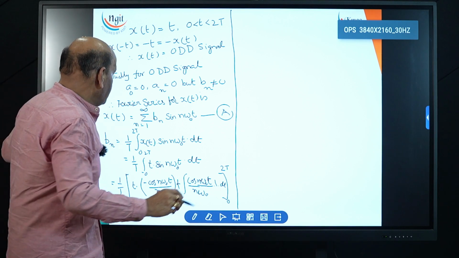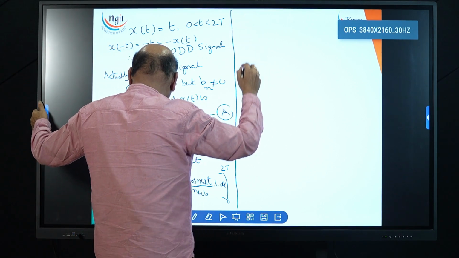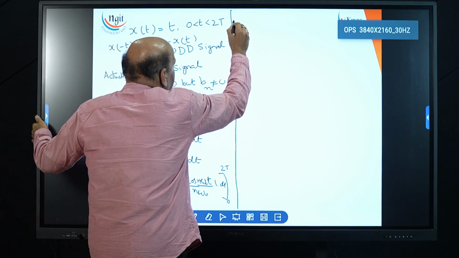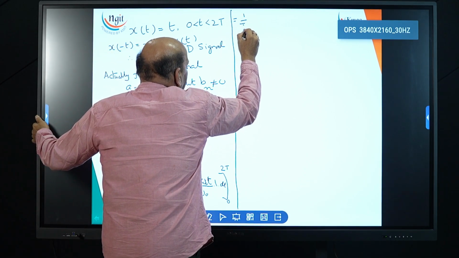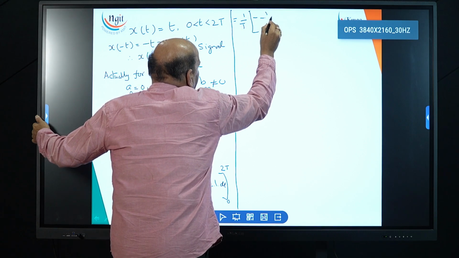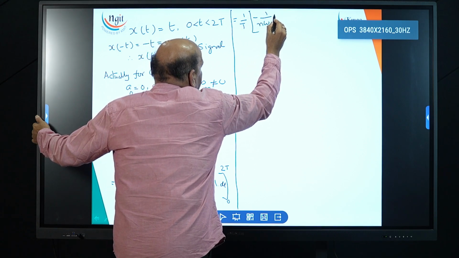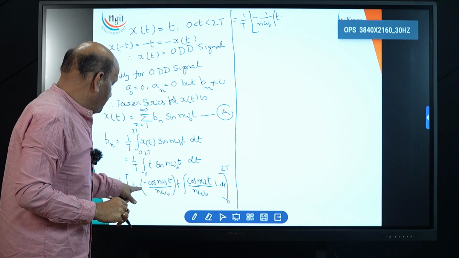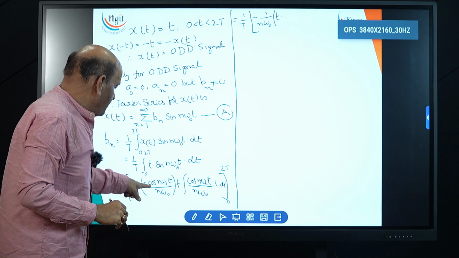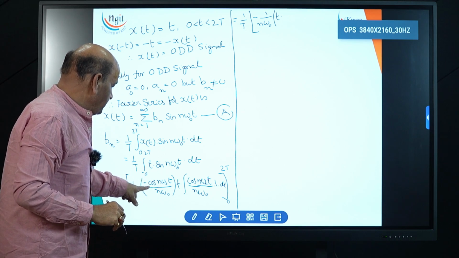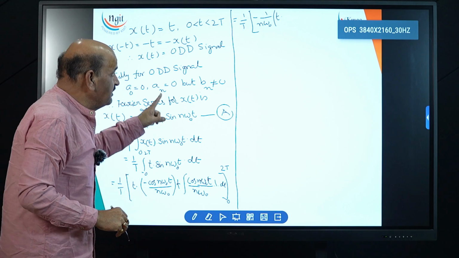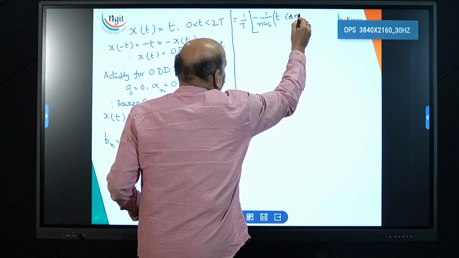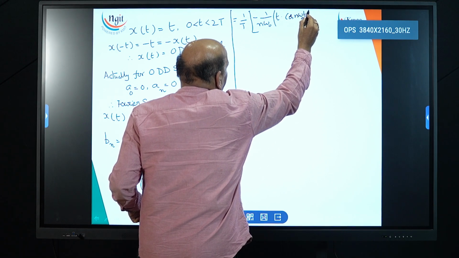Now this is equal to... here n omega naught is constant, minus is constant. So this is equal to 1 by t minus 1 by n omega naught into t times minus, this minus 1 by n omega naught is constant. So the remaining one is called what? Minus cos n omega naught t.